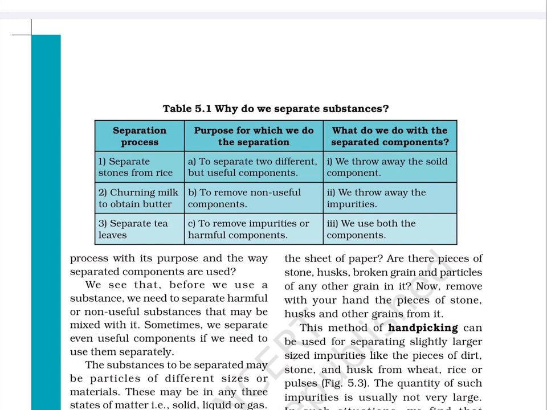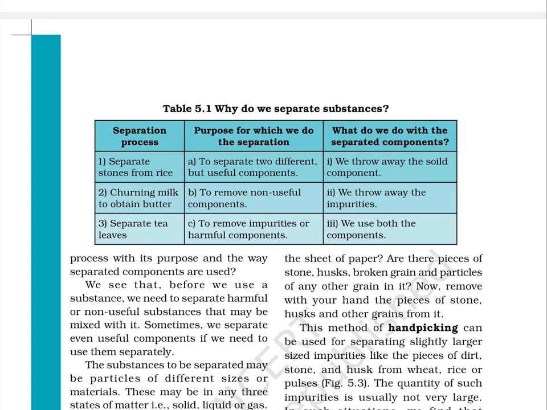2. Churning milk to obtain butter. B. To remove non-useful components. 2. We throw away the impurities. 3. Separate tea leaves. C. To remove impurities or harmful components. 3. We use both the components.